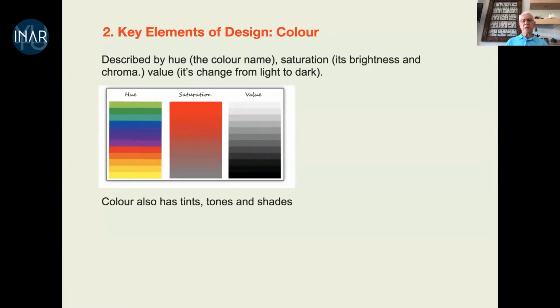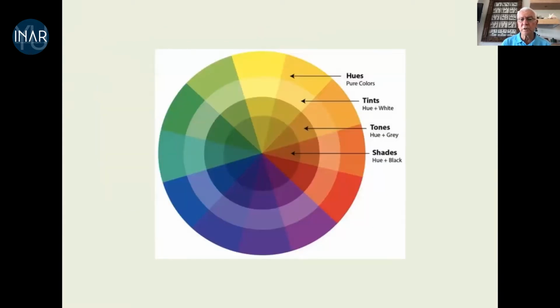Now, the second key element that we will be looking at is color. The color is described by hue. It's the name of the color. And the saturation, as you see here, it's the brightness and chroma, and the value, it changes from light to dark. So these are the elements we will be using. But the other terms are also rather useful. Hues are pure colors. Tints are composed of hue and white. Tones, hue and gray, and shades, hue and black. That's how we achieve different variations of the same color.